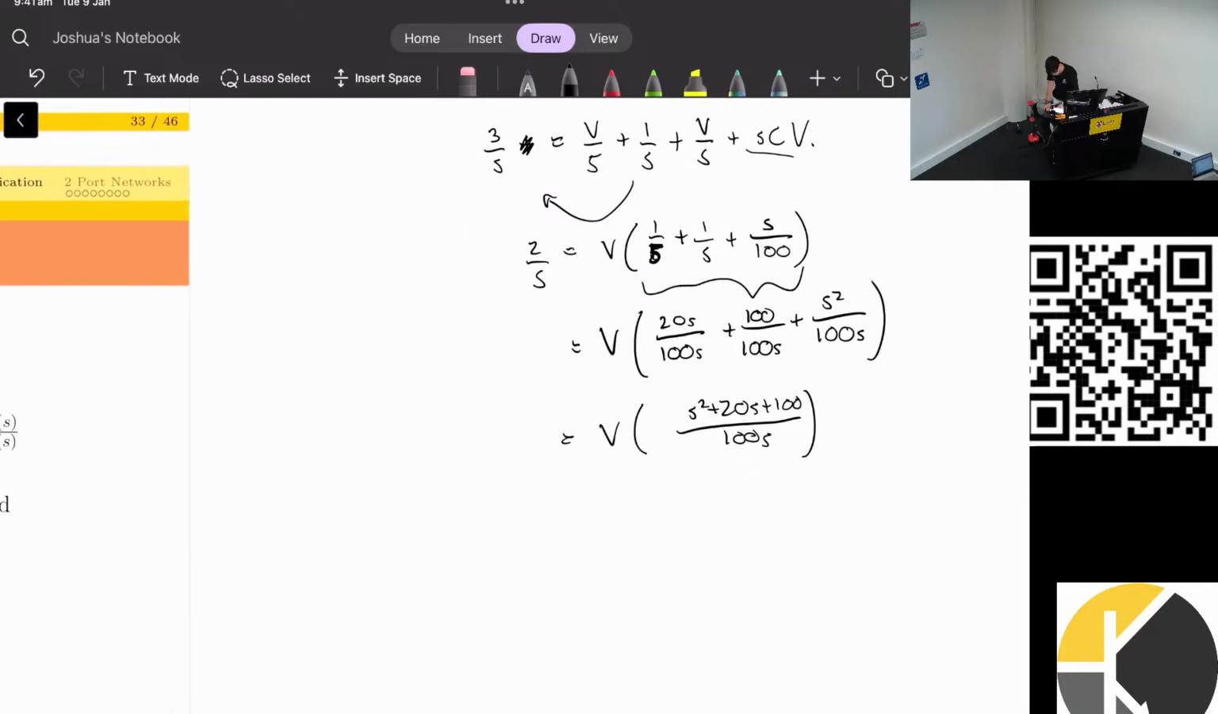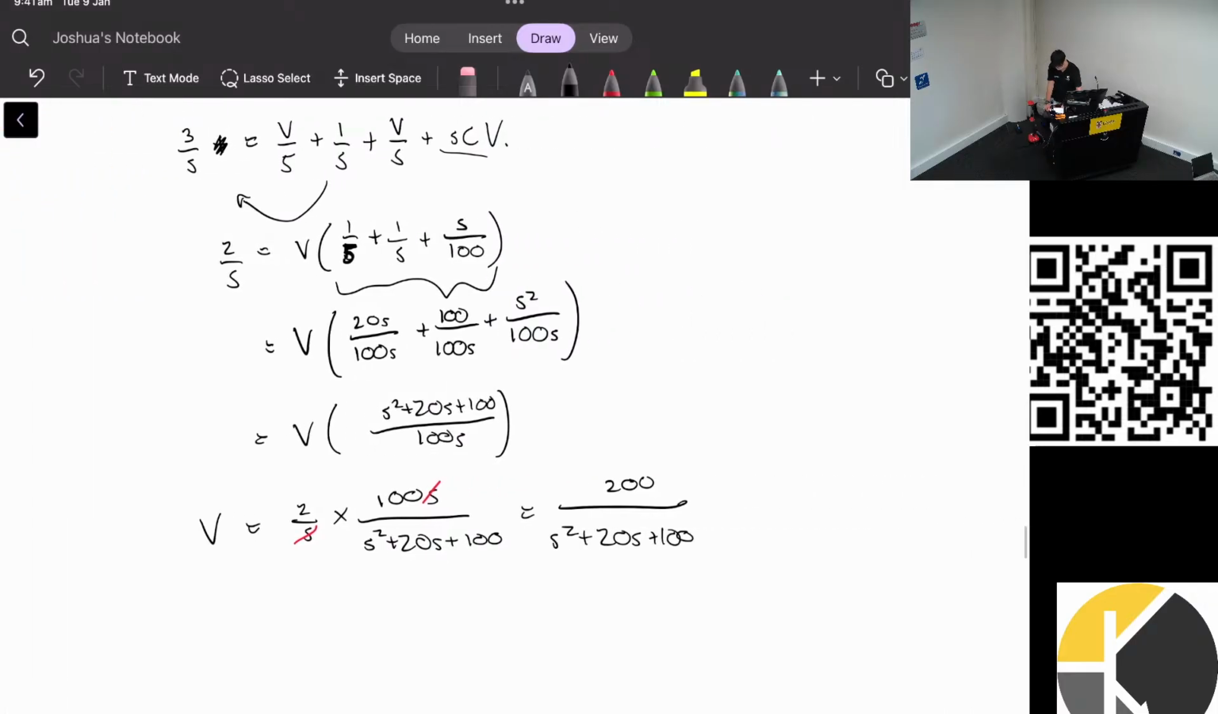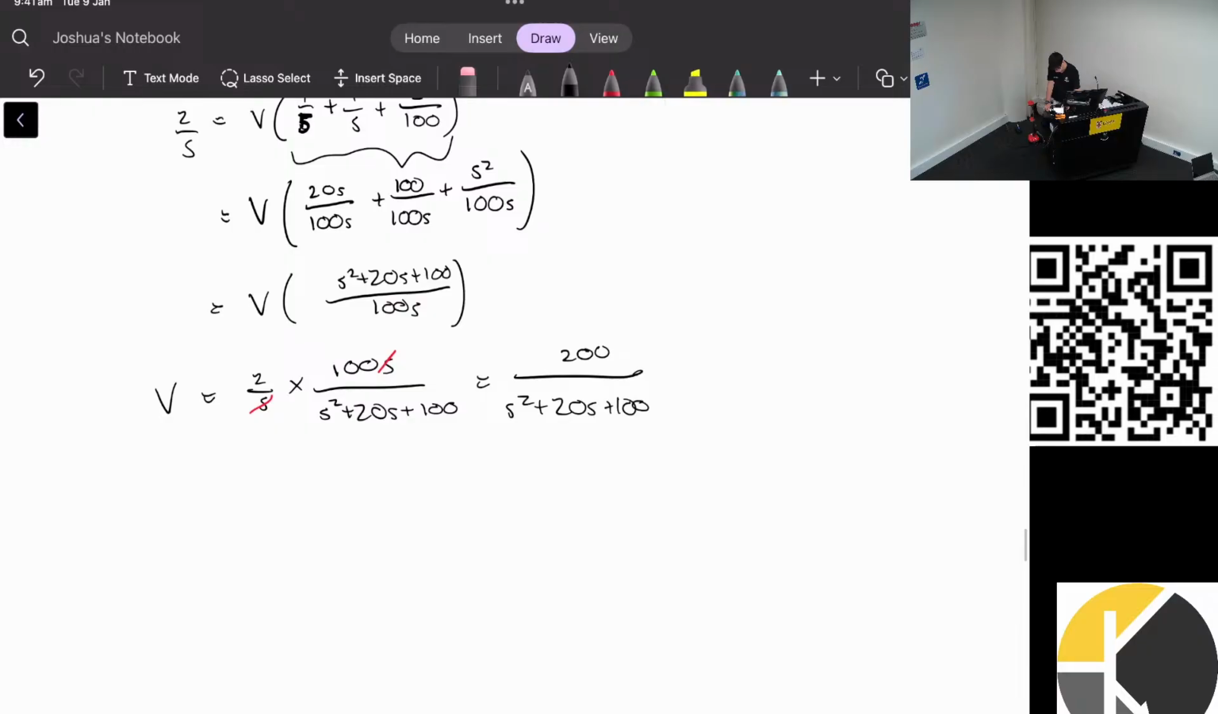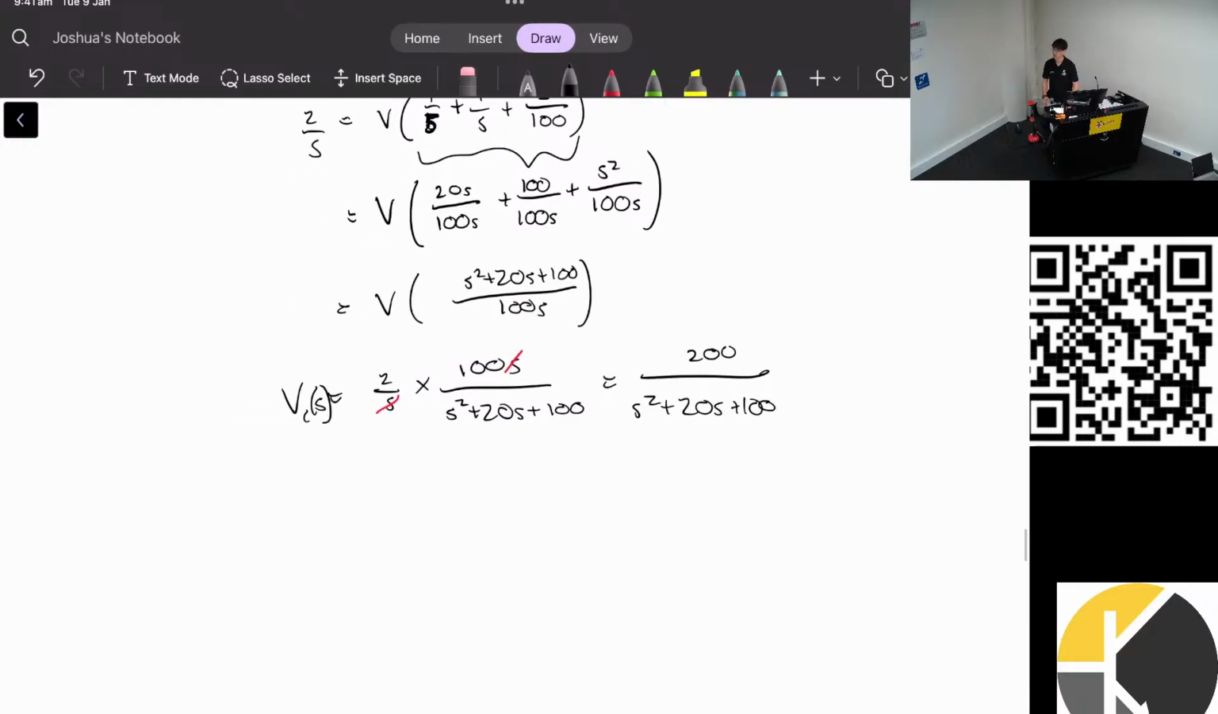Alright, so I can solve for V. V is going to be 2 on S times 100S on S squared plus 20S plus 100, and I can cancel the S's out. This is going to be 200 on S squared plus 20S plus 100. Cool. So this is V of S. So now I have an expression for the output voltage. I just need to put it in the time domain.